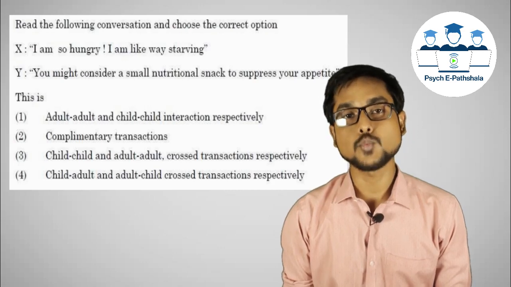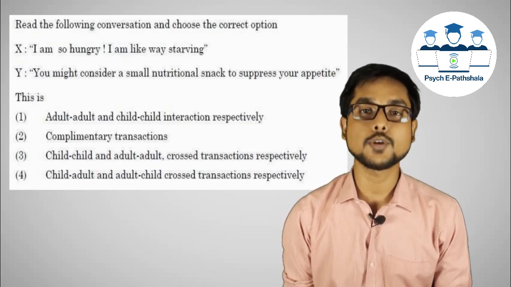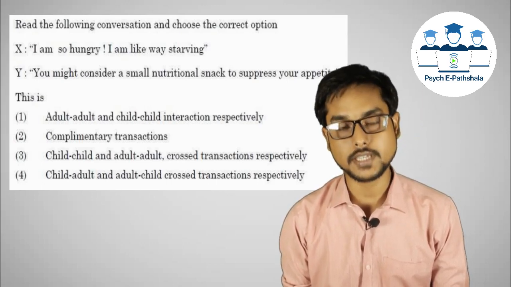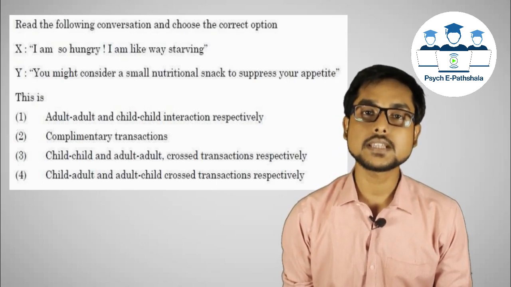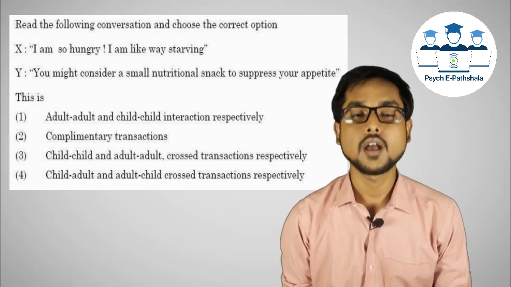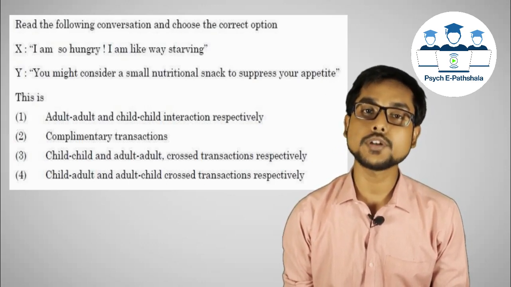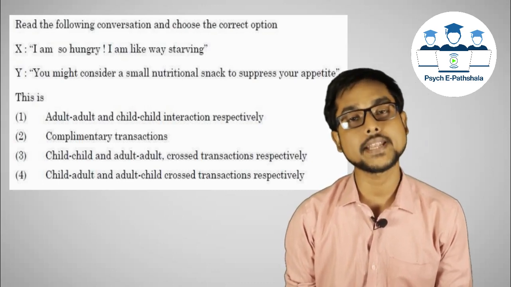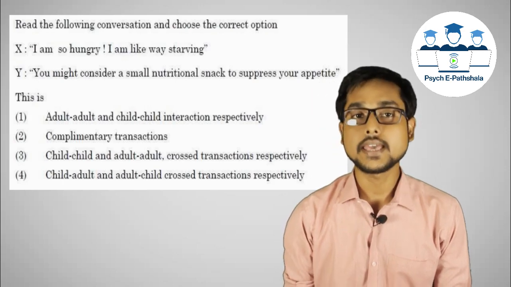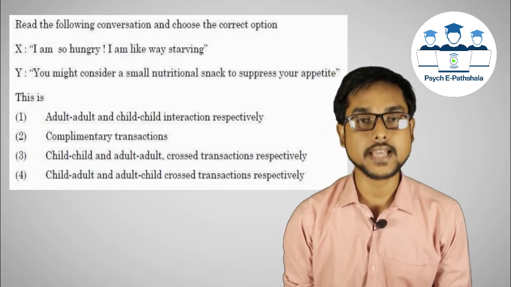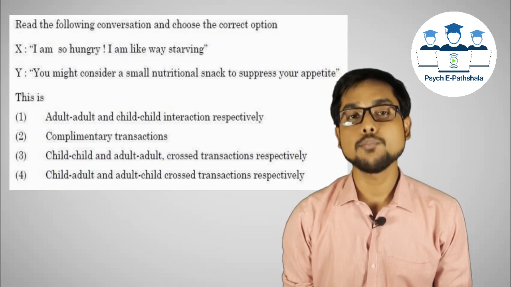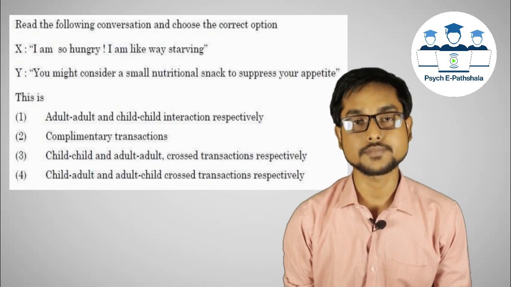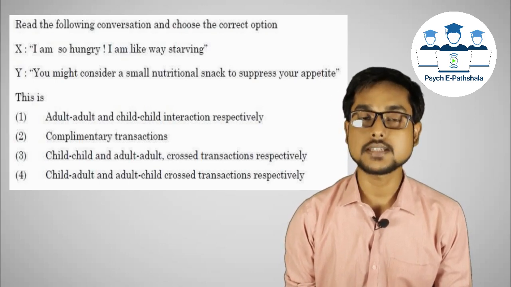In the next question, we can see that X is making a statement from his child ego state and expecting Y to receive it from a child ego state. Therefore, the first is a child-to-child transaction. Y, on the other hand, is responding from an adult ego state, considering X will receive the response from an adult ego state. Here, it is an adult-to-adult transaction. Since none of them are complementing each other's expected ego state, this is a crossed transaction. Therefore, the answer is C.